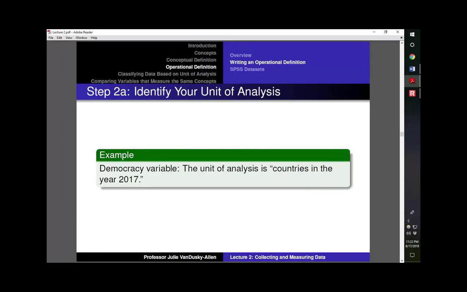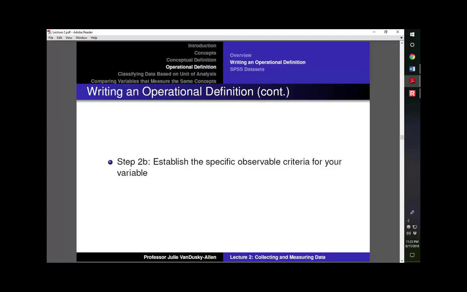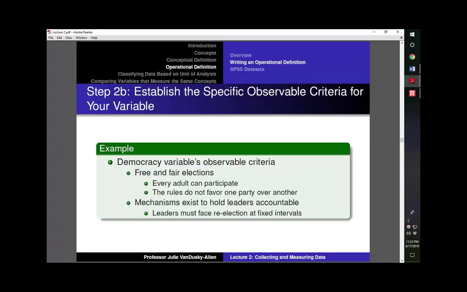Using our democracy variable as an example, our unit of analysis from the conceptual definition was countries in the year 2017. The next step in establishing this is establishing the specific observable criteria for your variable. For example, if we were measuring democracy and we wanted to measure elections, we would specifically examine whether a country has free and fair elections, where every adult can participate and the rules do not favor one party over another. In addition, we will want to make sure leaders are held accountable. One observable and measurable way leaders are held accountable is having to face re-election at fixed intervals.